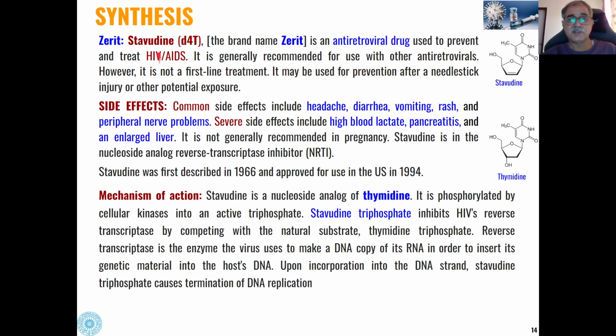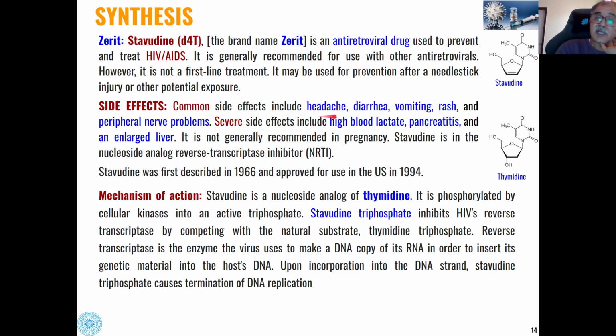The next is stavudine. The trade name is Zerit. This is again an antiretroviral drug, anti-HIV or anti-AIDS. Its function is that it is again used in therapy in combination with other antiretrovirals, but this is not a first line treatment. It may be used for prevention after a needle stick injury or other potential exposure has taken place.